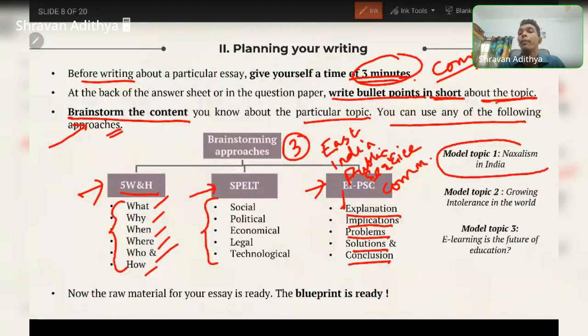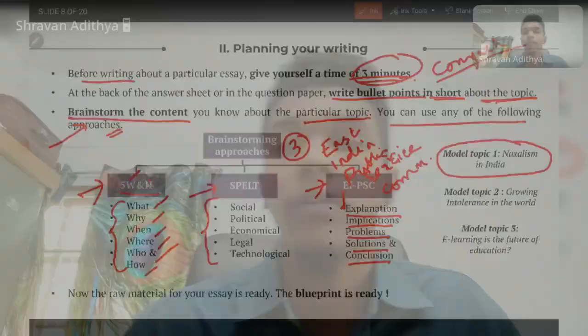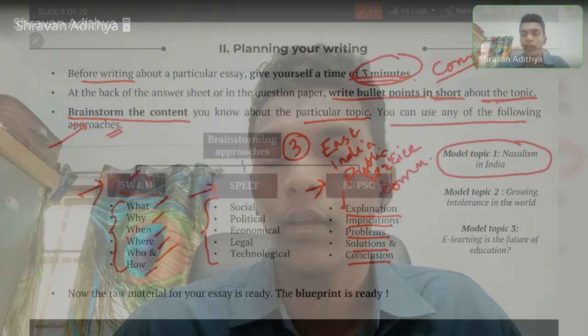So let's see how we can do that one by one. Suppose you have a topic like Naxalism in India. You can use the 5W and H approach for this topic. What is Naxalism? Why did Naxalism start its place in India? What is the reason? That is the why part. And when did this Naxalism movement start in India?